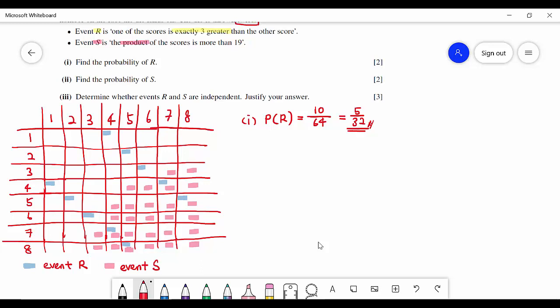All right, so how to calculate the probability for event S? To get the probability for event S, again, you need to do the counting on how many cells are highlighted with pink color. If you calculate the total cells that are highlighted in pink, you have 28 cells divided by the total, which is 64, and therefore you get 7 over 16.